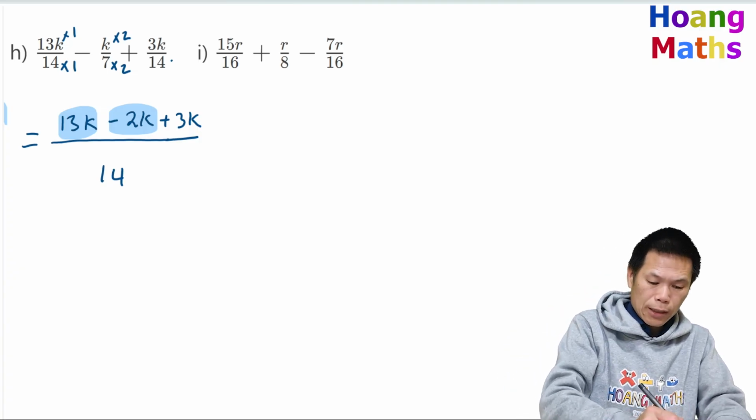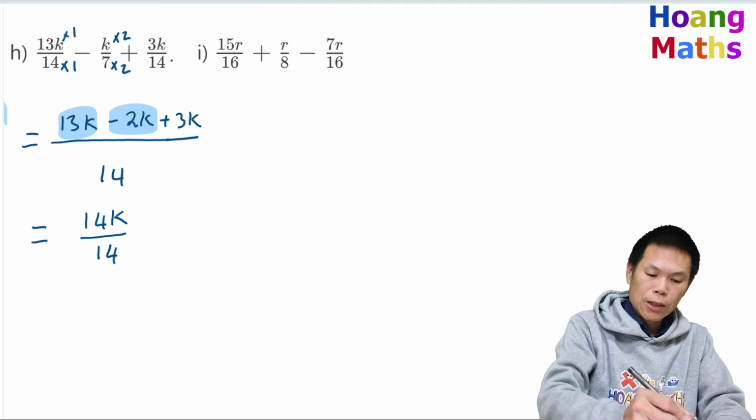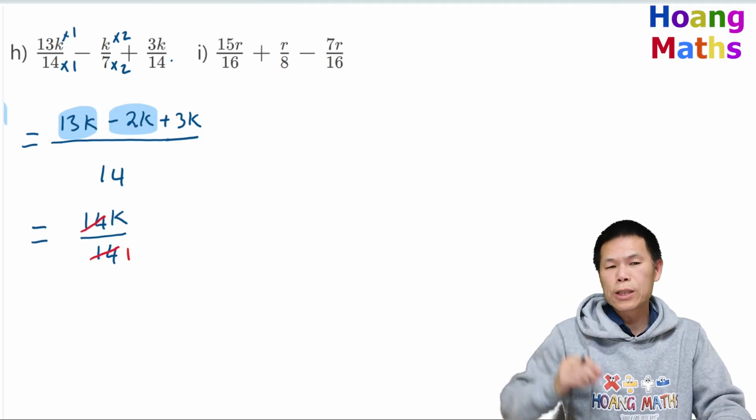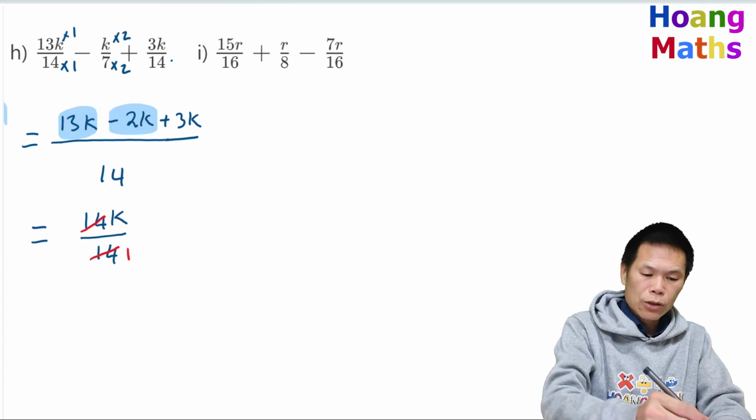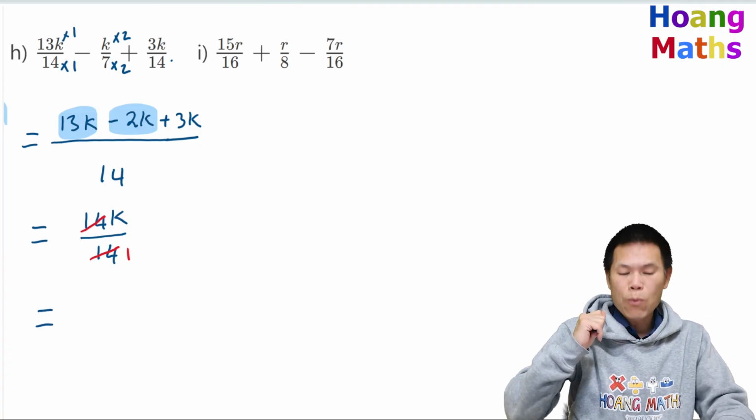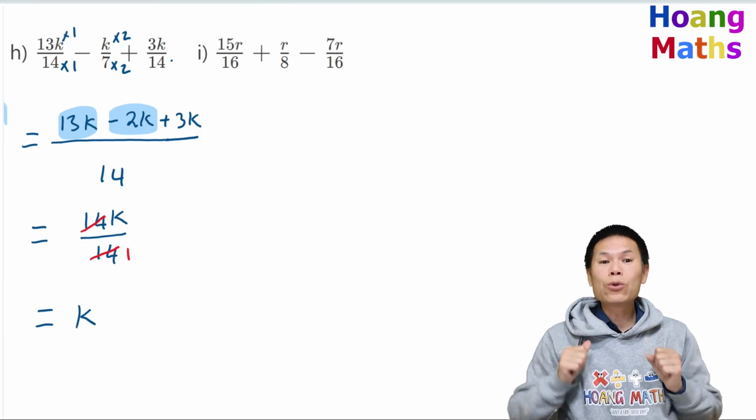So the answer is equal to 14k over 14. So that cancels with this, giving me 1, because 14 divided by 14 is 1. So the answer is k over 1. But then k over 1 is k. There you go.